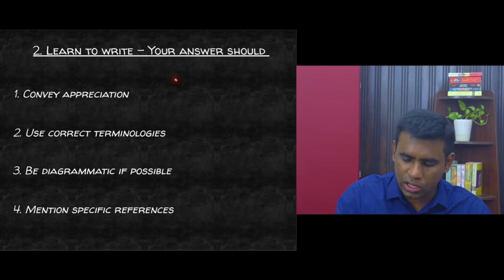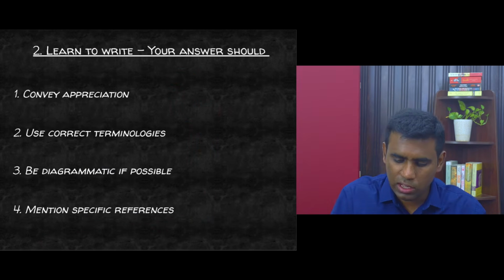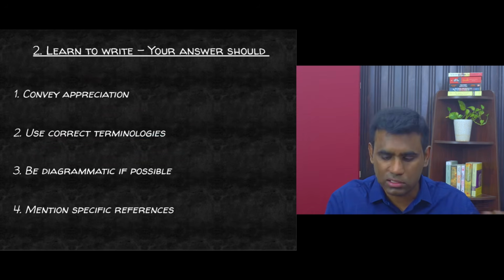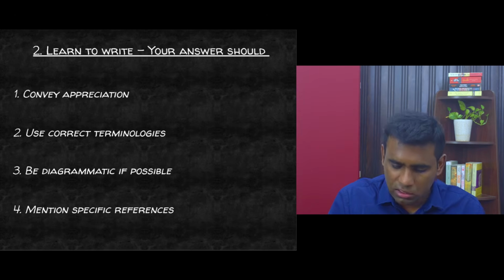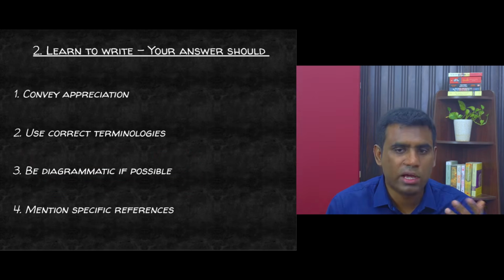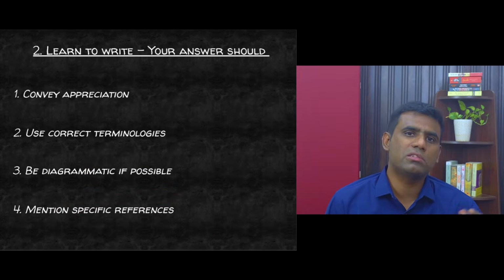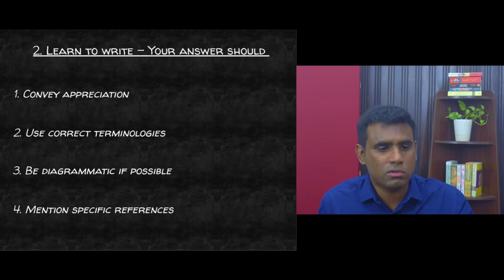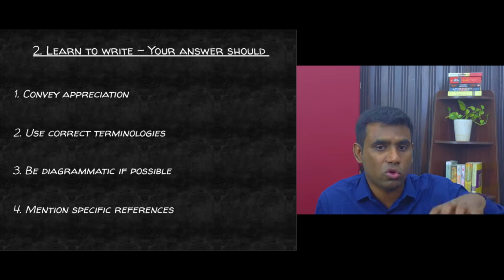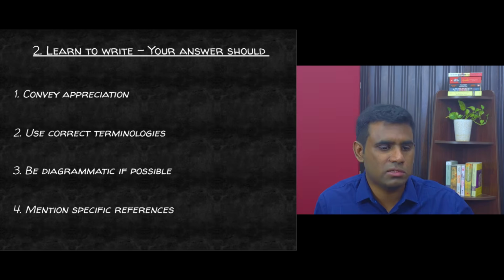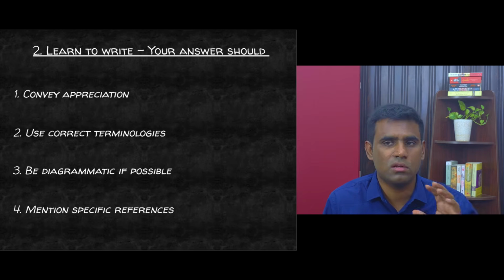Your answer, when you write, should have these four aspects. It should have the right appreciation. It should have the right terminologies, words and vocabulary specific to art and culture. Wherever possible, it should incorporate diagrams, and exact references should be mentioned. You cannot simply say that South Indian temples are very big and monumental. You have to say the Vimana, the Gopura that you find in Brihadeeswara temple, is a grand monumental testimony to the capacity of Dravidian architecture. So specificity of examples makes your writing more targeted, more precise, more scoring.